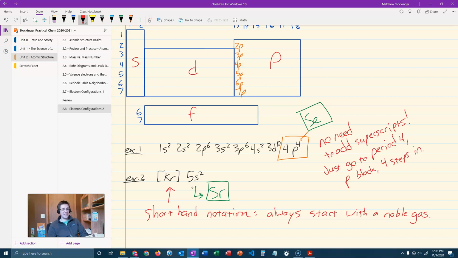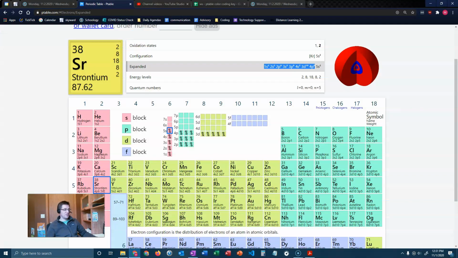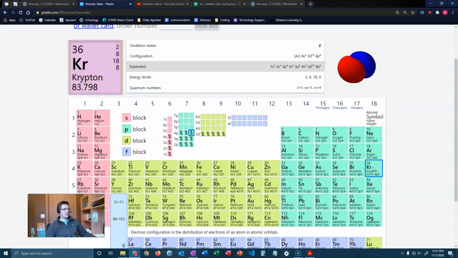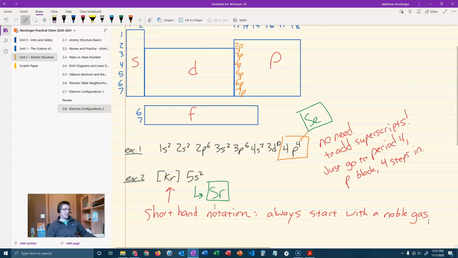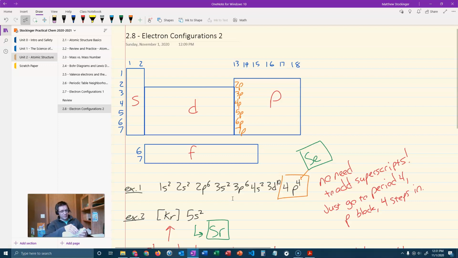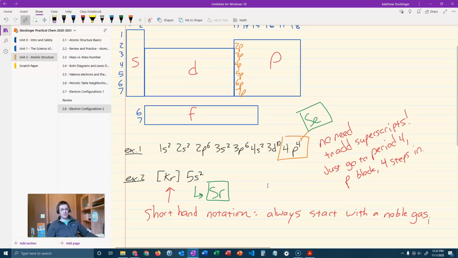And you shouldn't just pick any noble gas, right? You should pick the noble gas that's closest to your target. So if I'm writing the electron configuration for strontium, I want to go backwards. This is number 38. 37, 36 is the nearest noble gas for that shorthand notation. And that's it. Probably we'll do a little assignment to practice this stuff, but now that we know the way the periodic table is organized, no more adding superscripts. Much simpler. Enjoy.